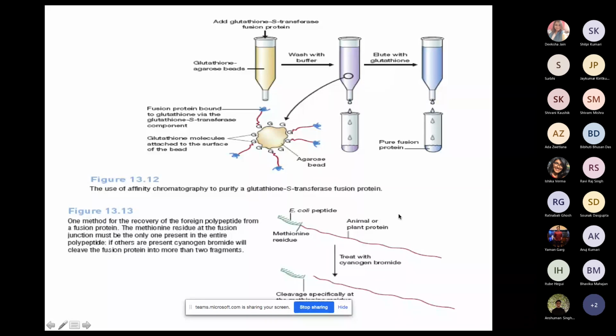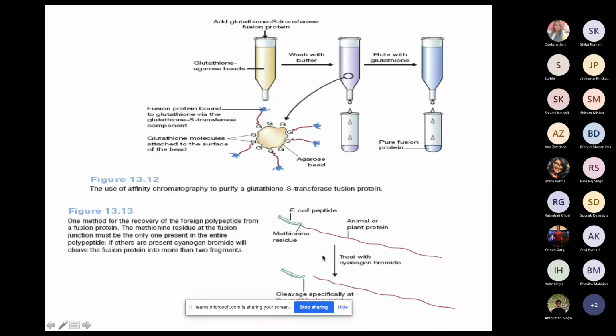Then I will revisit this lower part, which is regarding the removal of the fusion tags. Or let's say I will just discuss it here only. See, when we add the fusion tag, in many cases, not in all cases, you would want the fusion tag to be removed. In which cases would you want it to be removed? For example, if you want to use your protein of interest for therapeutic purposes. Then obviously you will not want any other moiety apart from the protein which is required for therapy, right? So in those cases, you have to remove the tag.